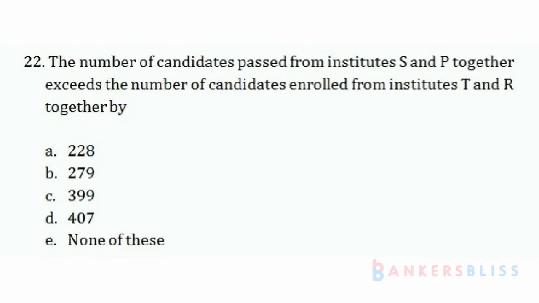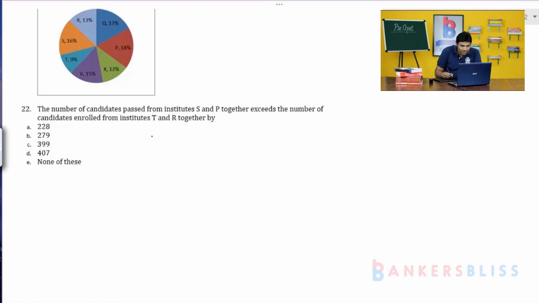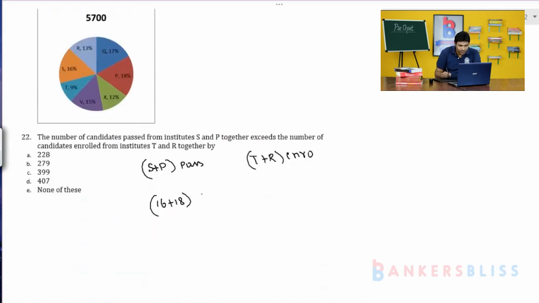The number of candidates passed from Institute S and P together exceeds the number of candidates enrolled from Institute T and R together by. So, we have to calculate S and P passed, S plus P passed, next T and R enrolled. So, S plus P means how many percent? 16 plus 18 on pass. Pass means how many members? 5700, percentage on 5700. Next T plus R enrolled.